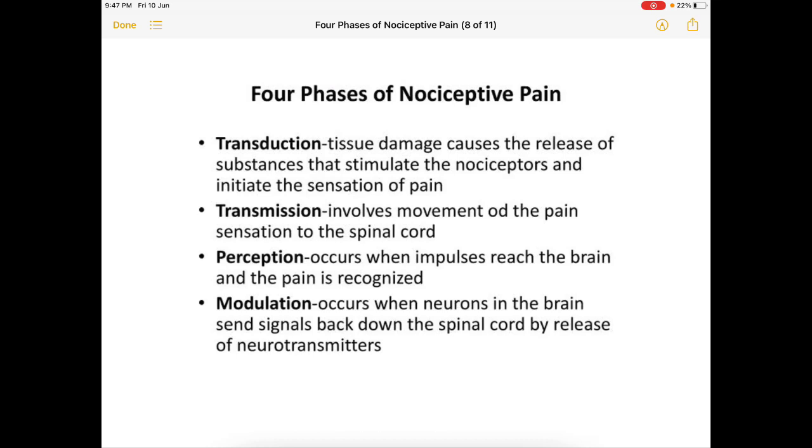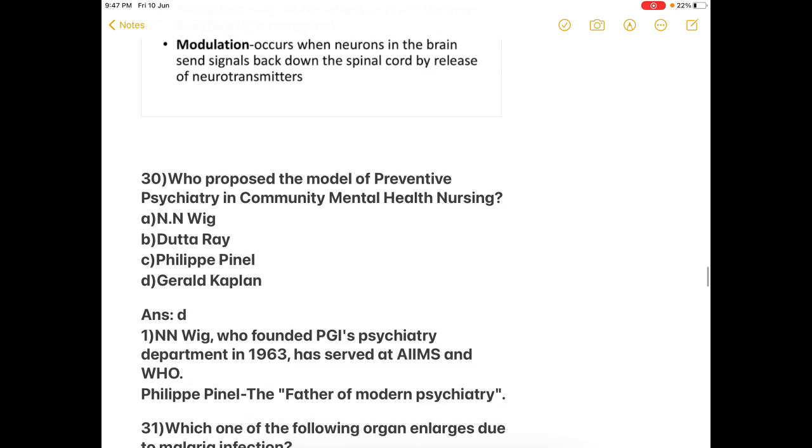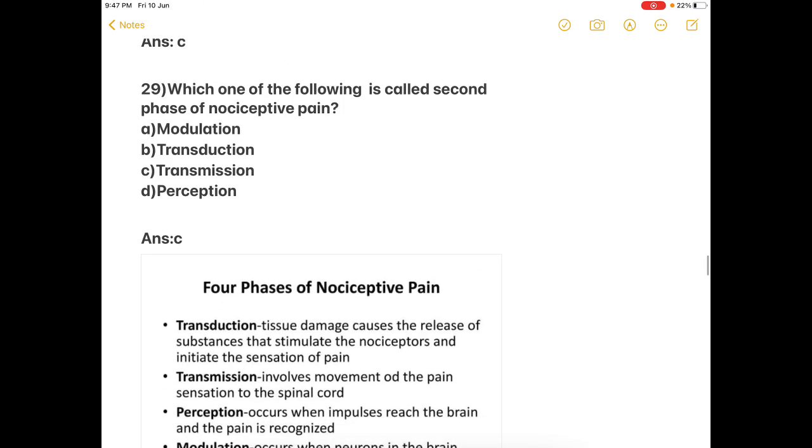involves movement of the pain sensation to the spinal cord. Third phase, perception, occurs when impulses reach the brain and pain is recognized. Phase 4, modulation, occurs when neurons in the brain send signals back down the spinal cord by the release of neurotransmitters. So these are the 4 phases of nociceptive pain. So the second one is transmission. So correct answer here is transmission.